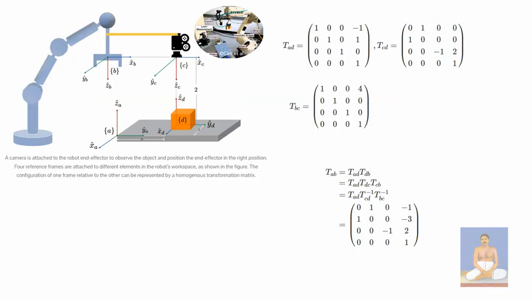Similarly, for object picking, here we see an example. A camera is attached to the robot end effector to observe the object in position and the end effector in the right position. Four reference frames are there: the A frame, the B frame, the spatial frame, the object frame D, the end effector frame B, and the C frame with which the camera is attached to the end effector.